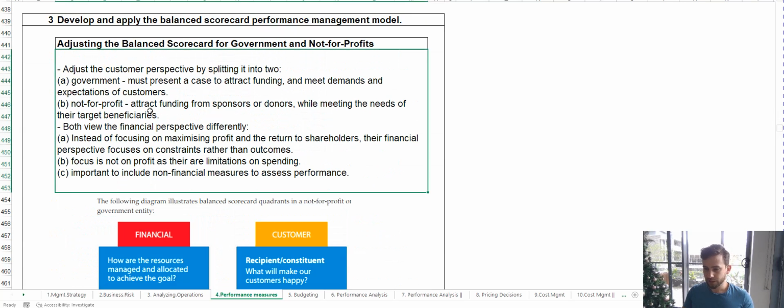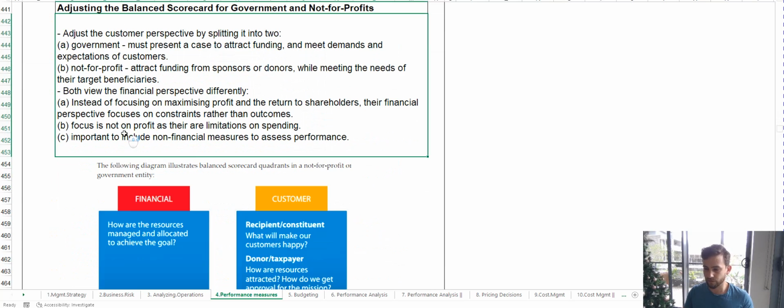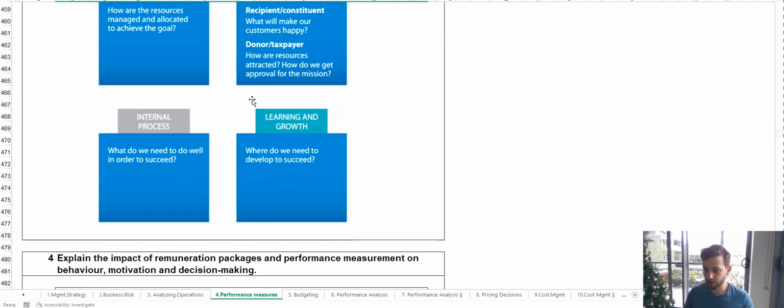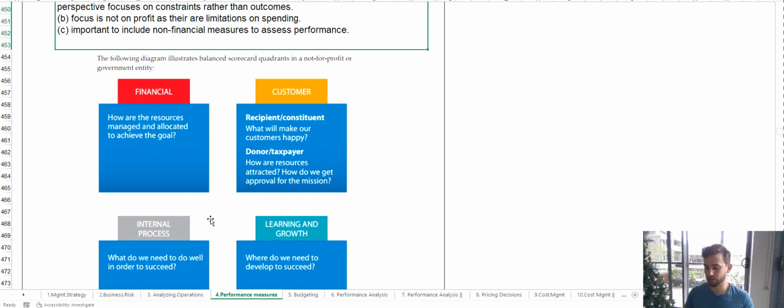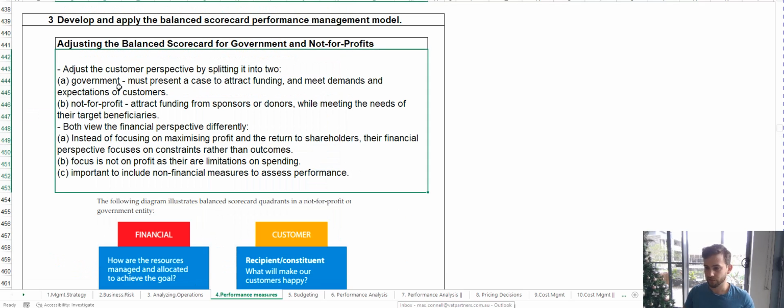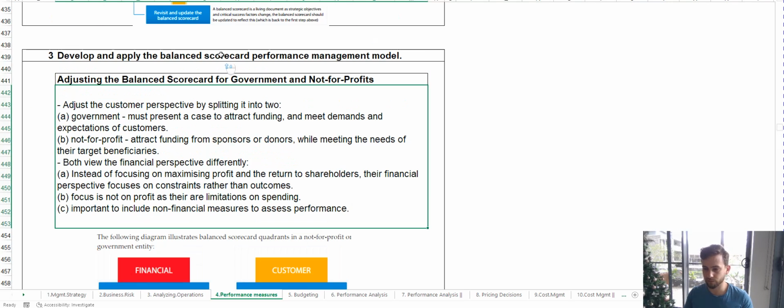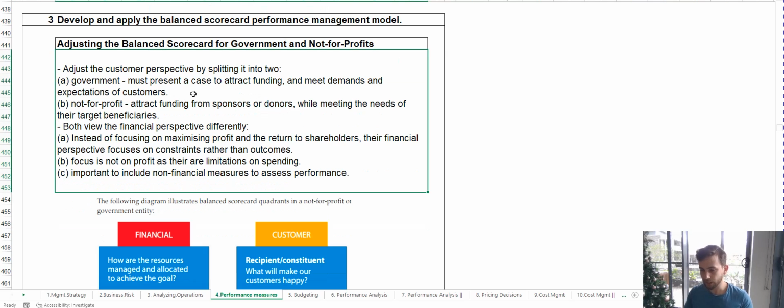Okay, so adjusting the balanced scorecard for government and not-for-profits. So these are more for a corporate, private enterprise. It's a little bit different in the government or not-for-profits because they don't have that financial incentive or requirement to be profitable as you do for a private enterprise. So what it's saying here in the MAAF module is that if you're doing a balanced scorecard for an entity which doesn't have that profit incentive, then you need to slightly adapt it.